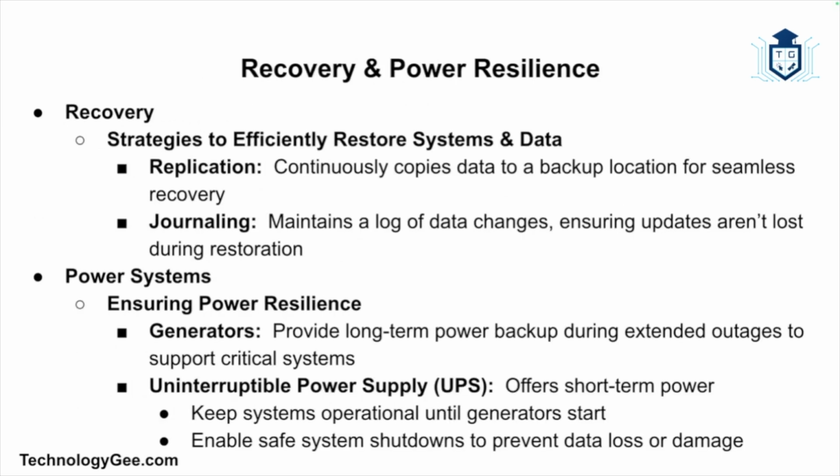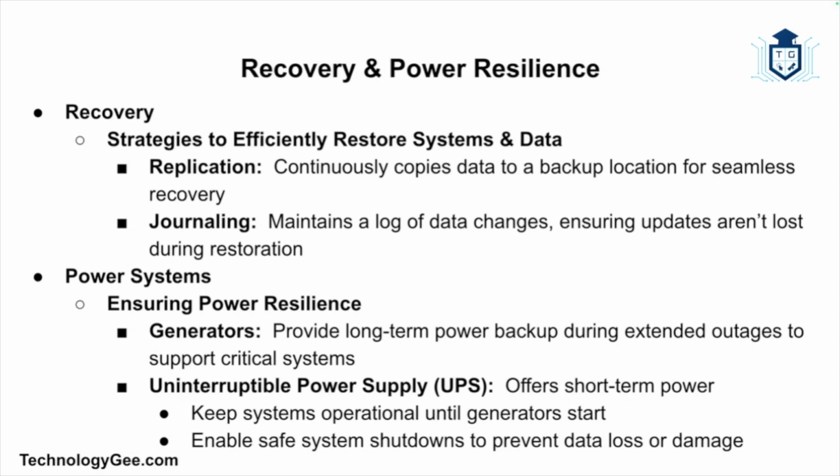Next, let's talk about recovery real quick. So recovery strategies, they ensure your systems and data are restored efficiently. And two aspects are replication and journaling. So replication, this is a continuous copy of data to a backup location. Then journaling, this is a log of changes that are made to data, ensuring updates aren't lost during recovery.